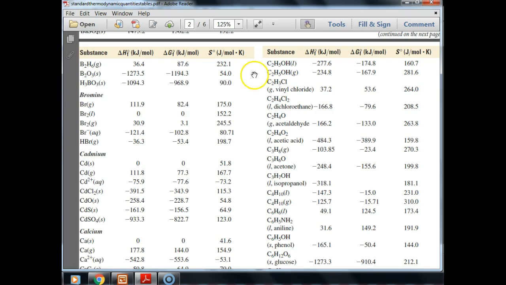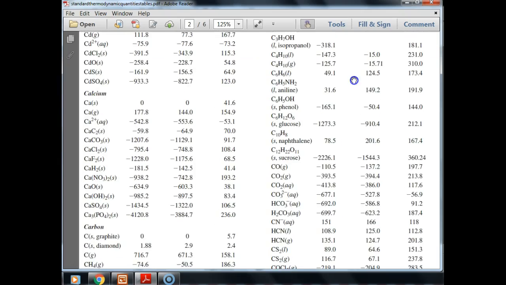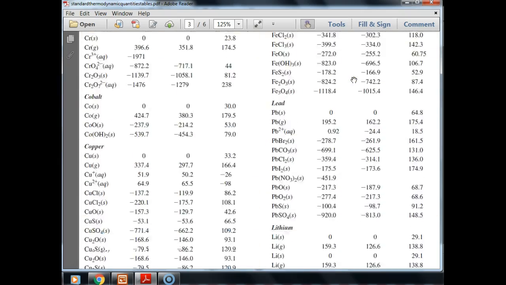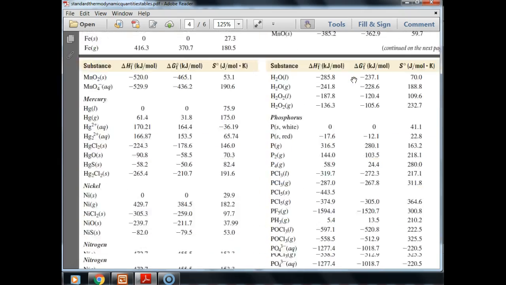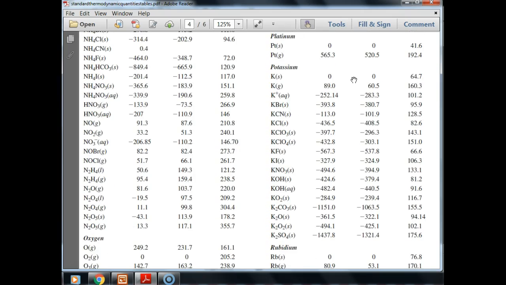They will be here. We wanted to start with ethanol as a liquid. Ethanol as a liquid has a delta H value of negative 277.6. The delta H values are always in the first column, so that helps some. We're going to scroll down to oxygen. Oxygen is a gas, and that's how you would normally expect to find oxygen at 25 degrees Celsius.